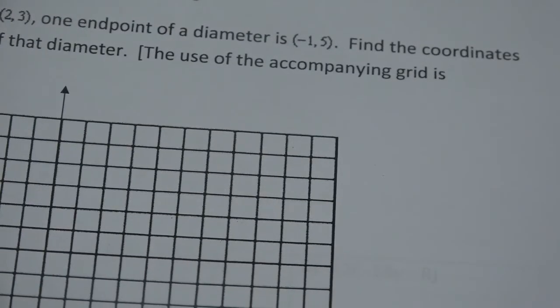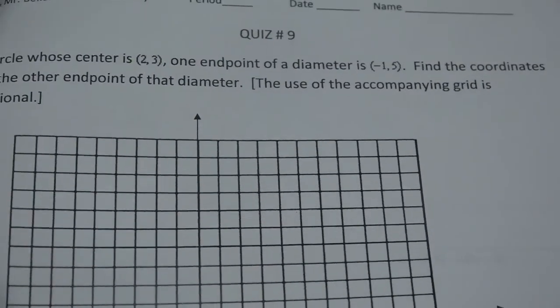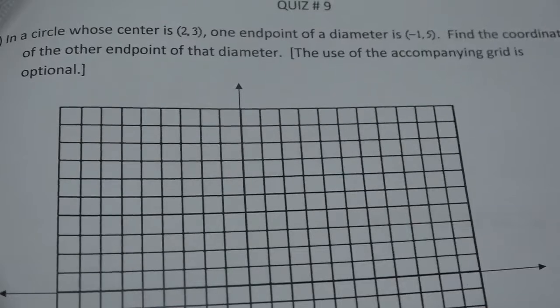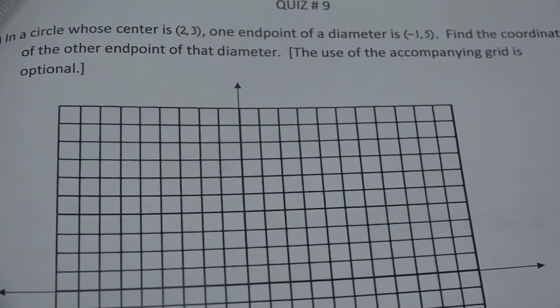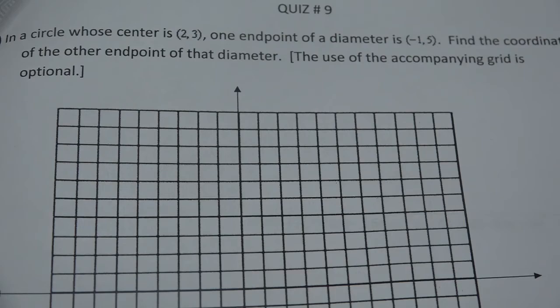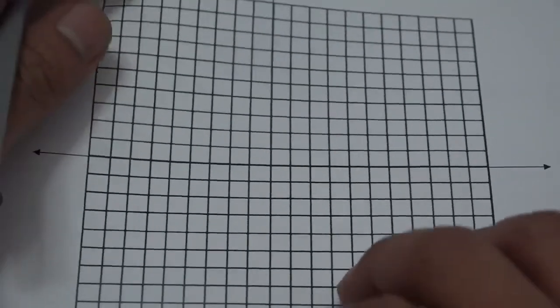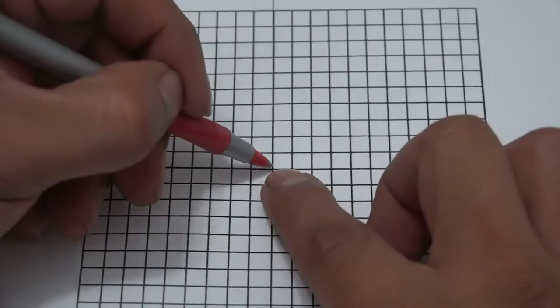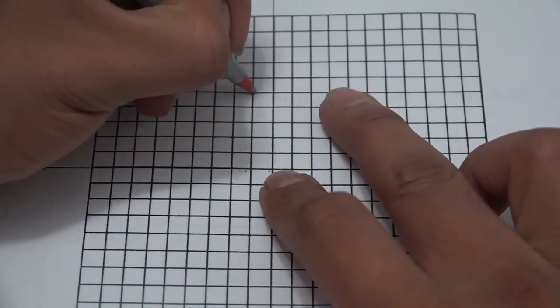Okay, so it says, in a circle whose center is 2, 3, one endpoint of the diameter is at -1, 5. So let me see if I have ink. This is 0, 0. So -1, 5 should be -1, 1, 2, 3, 4, 5. It should be right here.